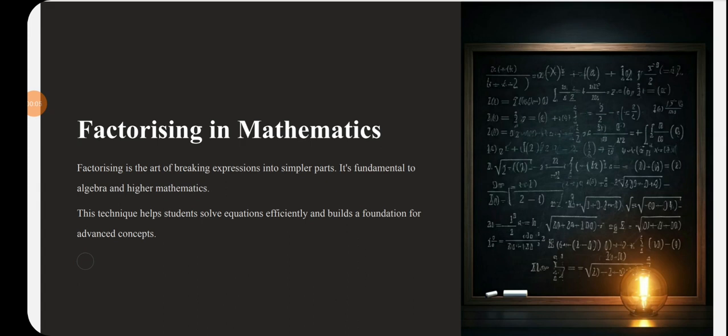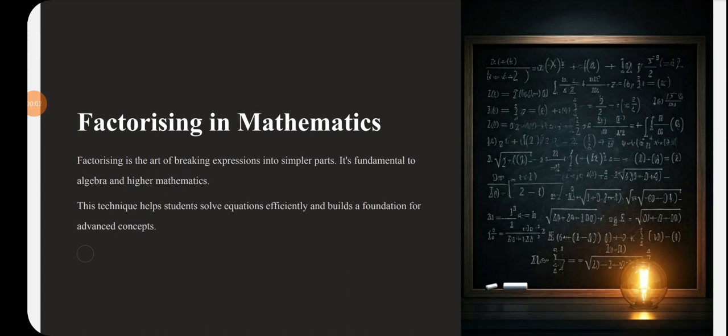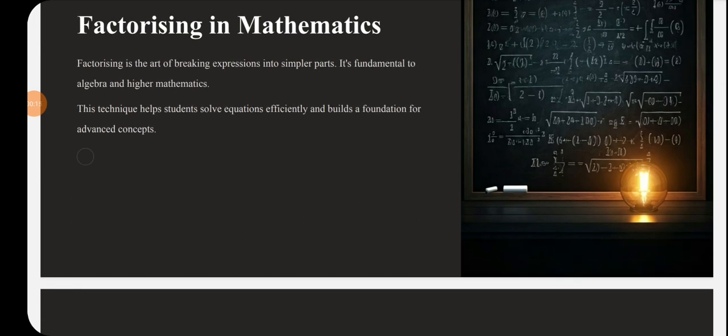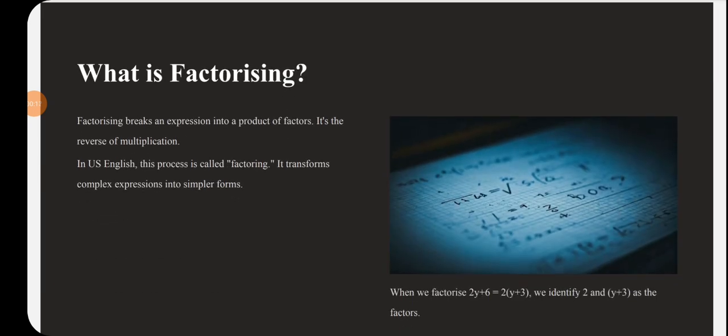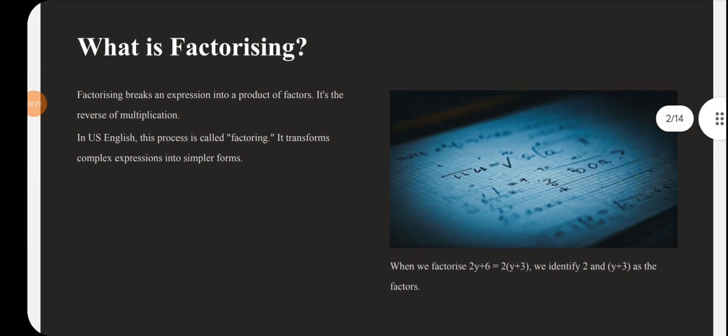Today we're going to be talking about factorizing in maths. So factorizing is the art of breaking expressions into simpler parts. It's fundamental to algebra and higher mathematics. What is factorizing? Factorizing breaks an expression into a product of factors. It's the reverse of multiplication.